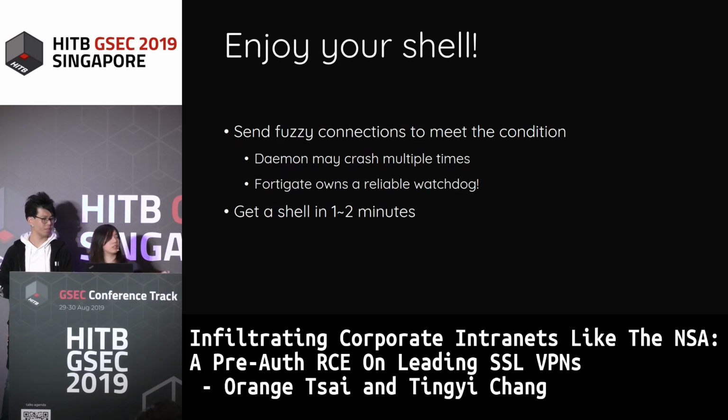Anyway, the heap is unstable, so we need to send fuzzy connections to meet the condition. The server may crash sometimes, but it's fine. FortiGate has a reliable watchdog. We just need several attempts, taking about 1 to 2 minutes, and get a shell. So this is the whole details of how we achieve remote code execution. Maybe some of you are not binary guys, and you may wonder, is there any other way to get into the server?